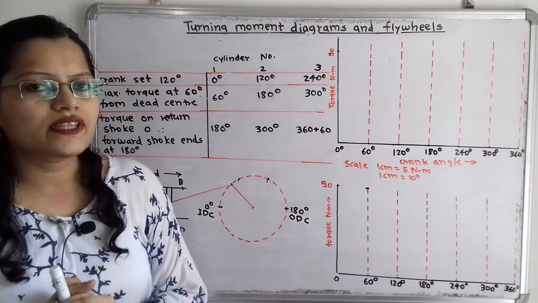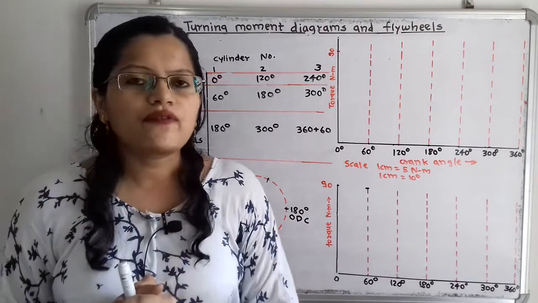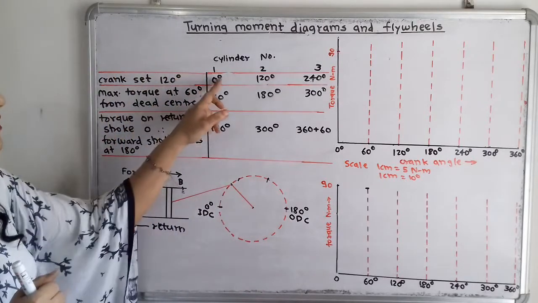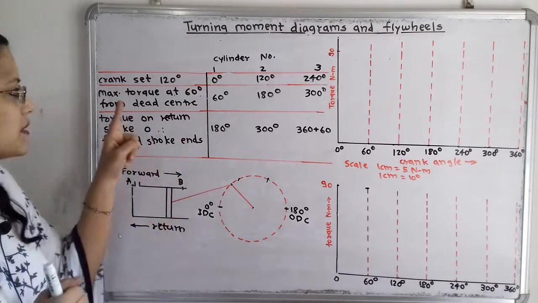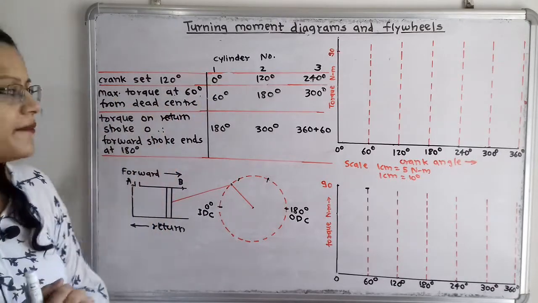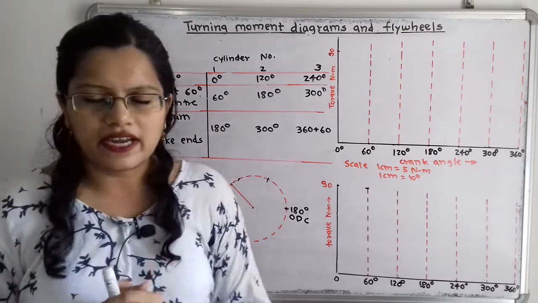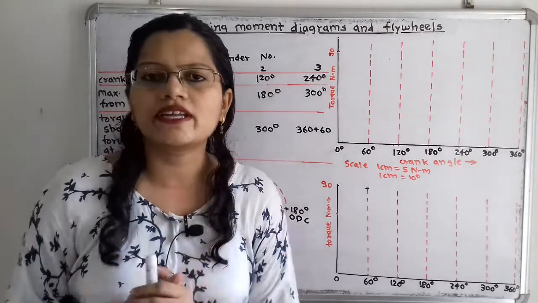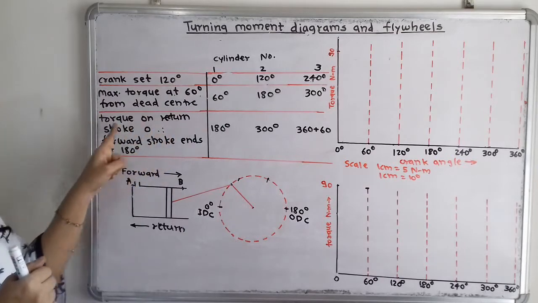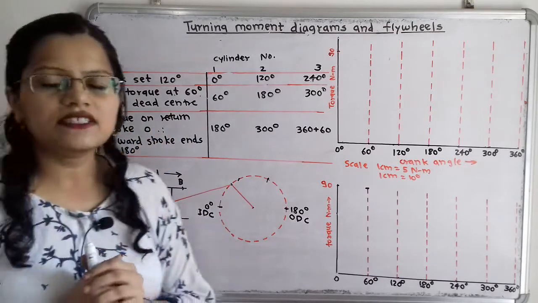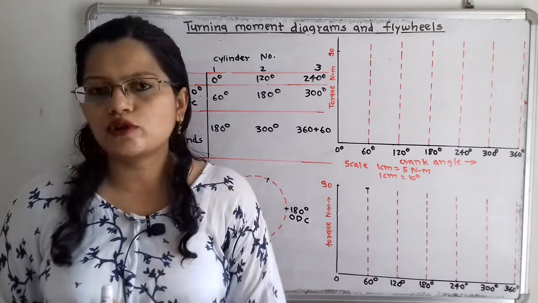Now we will move to the first cylinder. For the first cylinder, inner dead center is at 0 degree, maximum torque is at 60 degree, and this forward stroke is completed at 180 degree. On the return stroke there is no power developed, and the torque on the return stroke is taken as 0. So we have to show this.